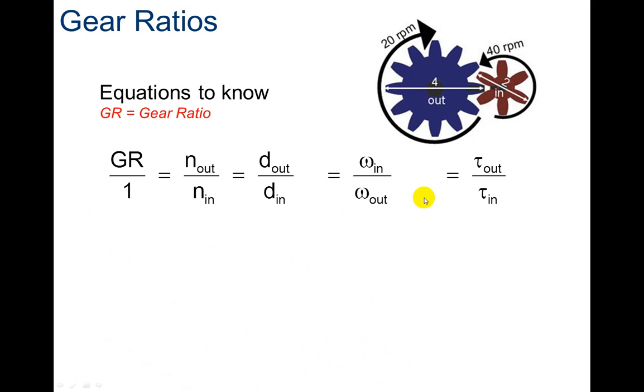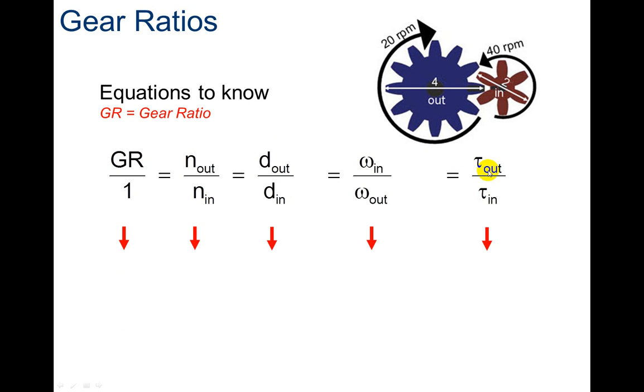All right, so here are the equations that we just talked about. Number of teeth out over number of teeth in, diameter out over diameter in, and we can set all of these equal to each other. So if in a problem I have the number of teeth and I have maybe torque out and I'm trying to find out what the torque in would be, or I have the number of teeth and I know how much torque I put in, I can get torque out by putting them equal to each other, because all of these equal the gear ratio.